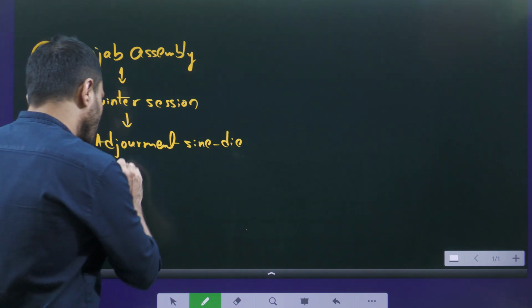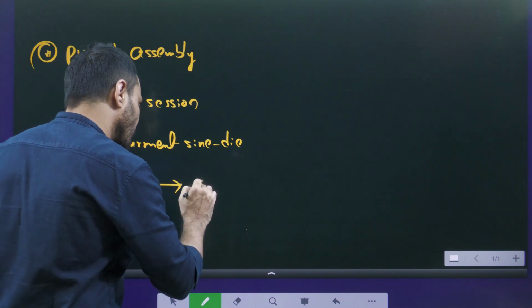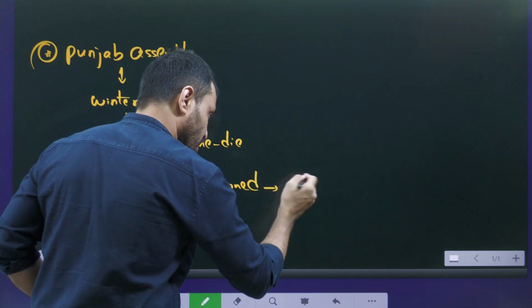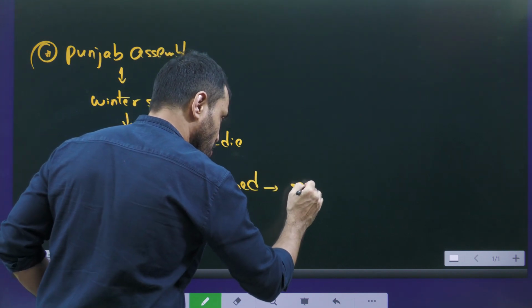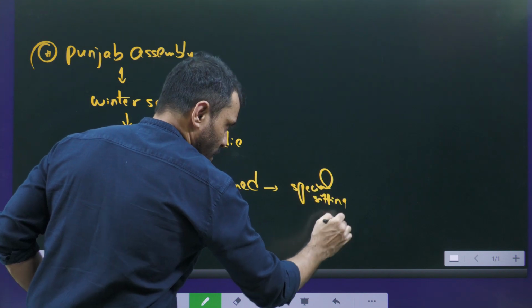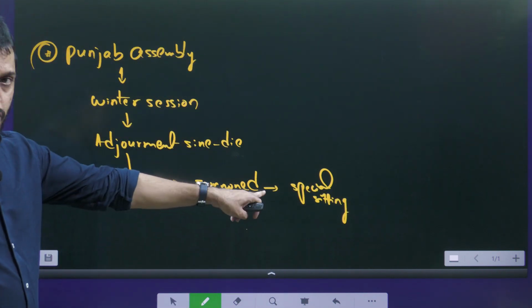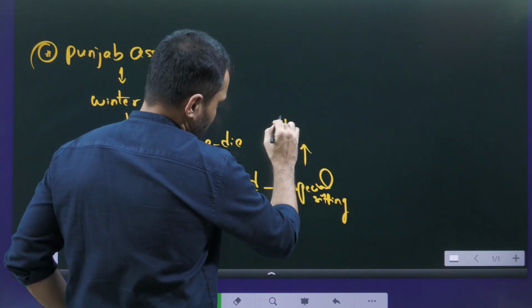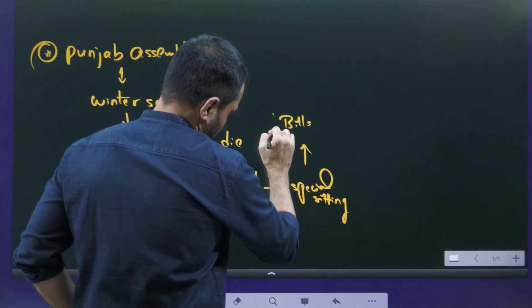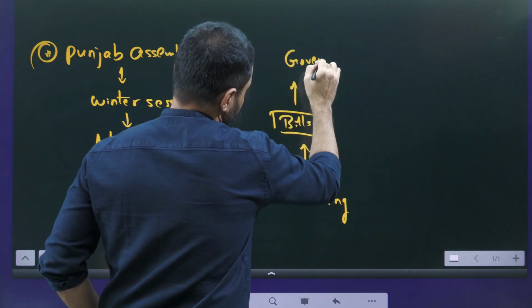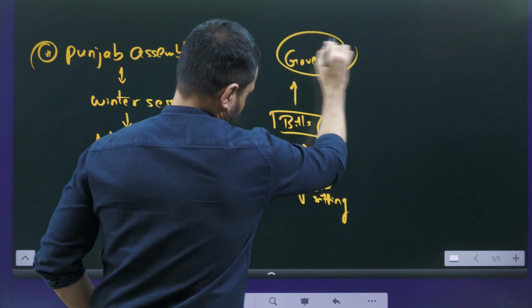Then again the house was summoned in the form of a special sitting. This was in the month of June. In the special sitting, they passed a few bills. Now these bills are pending with the governor.